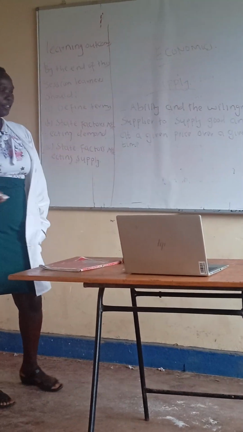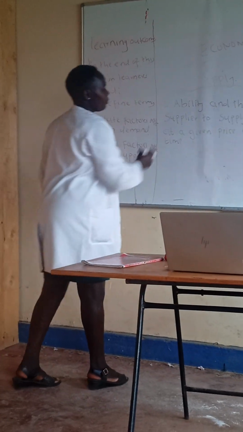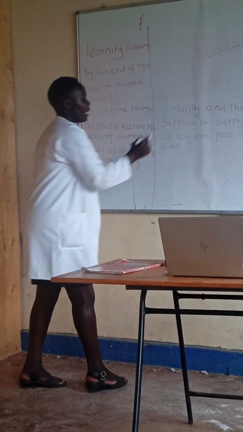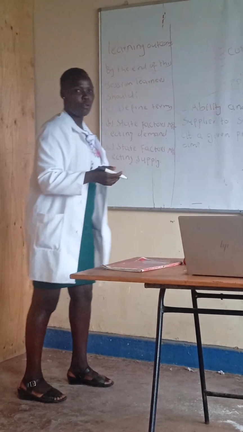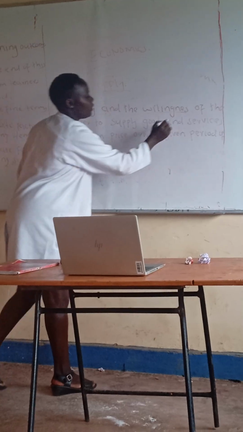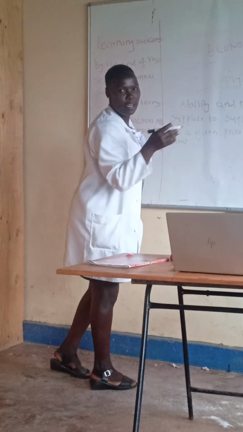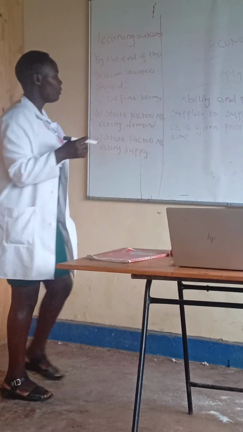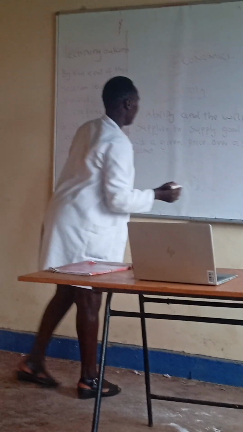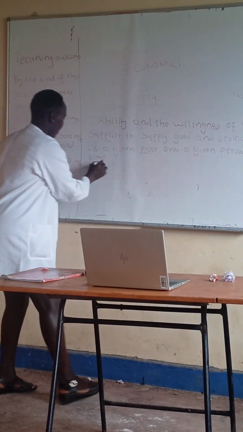Are you getting this definition? We are talking about the supply. Now we want to see who is doing this. What? It is the ability and the willingness. That supply should be able and should be willing also. It should be able and should be willing to do what? To supply goods and services over a given price, over a given period of time.